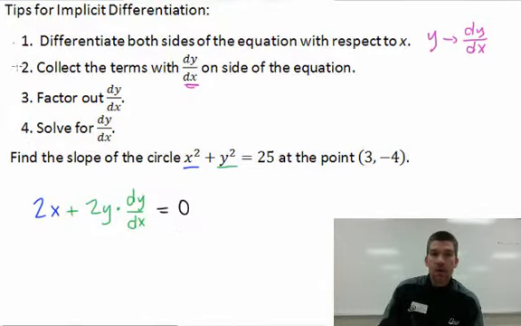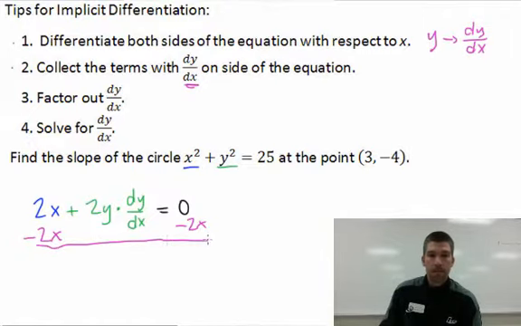So the second part then is to collect all the terms with dy dx on one side. Well, we've got it over here. There's only one term. It's already on the left. Do we need to factor out? No, but what can we do? We can move 2x from left to right. And so what that's going to give me is 2y dy dx equals negative 2x.